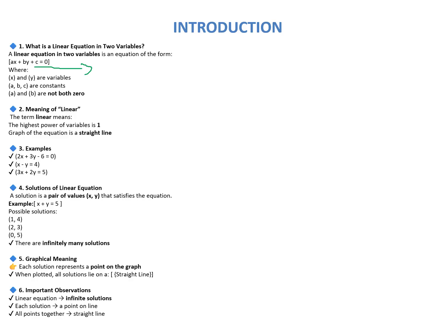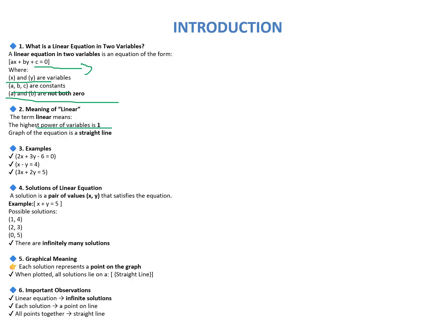The variables are x and y. A, B, C are the constants, where A is associated with the x variable, B is associated with the y variable, and C is the constant. When we talk about linear, the term linear means the highest power of a variable is 1.